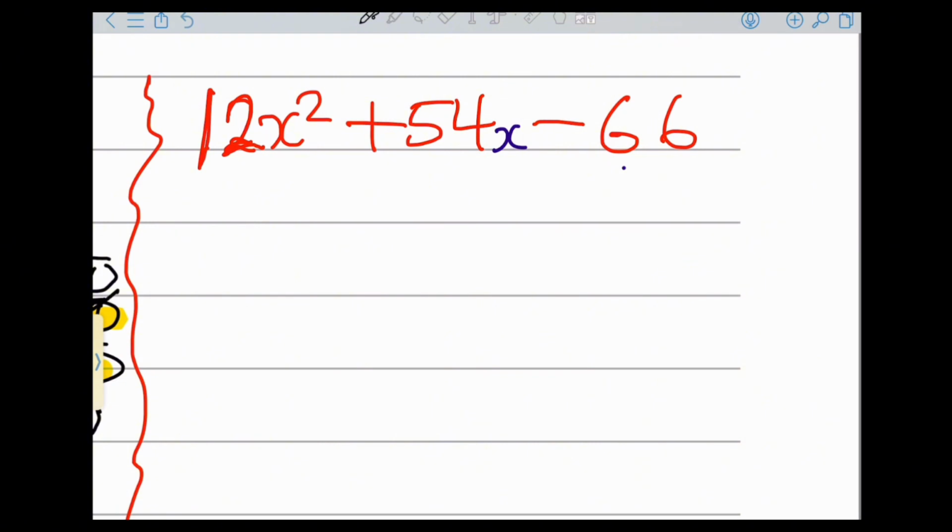So, again, before you do your AC method, always check to see if you can factor something out first. Now, the smallest number we see there is 12, right? Let's start with the biggest factor of 12. It's 12, right? Now, let's look at 54. Do we see 12 in 54?